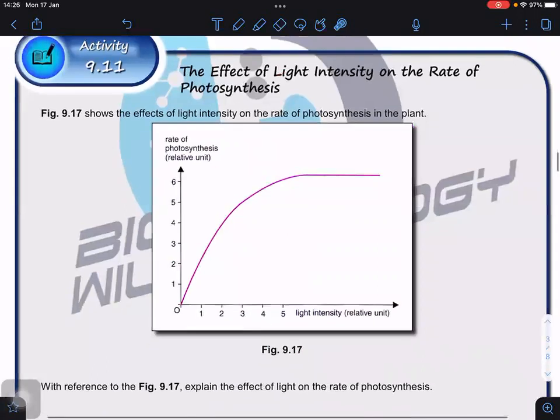So now we have to explain the effect of light intensity on the rate of photosynthesis. You can look at this graph. This graph reports the rate of photosynthesis versus light intensity in a relative unit. You can write down a few ways we can change the light intensity, because in Paper 5 you need to describe the experiment. You cannot just say change light intensity, full stop. How? The easiest way is to change the distance of the light from the plant.